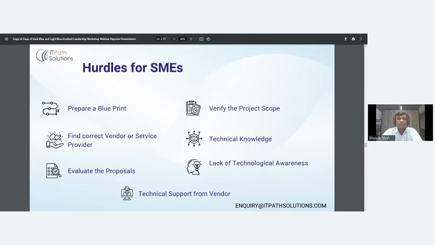First is to prepare a blueprint, find a correct vendor or service provider, evaluate the proposals you might have received, verify the project scope, technical knowledge, lack of technological awareness, and technical support from the vendor. These 7 are the most significant hurdles for SMEs.